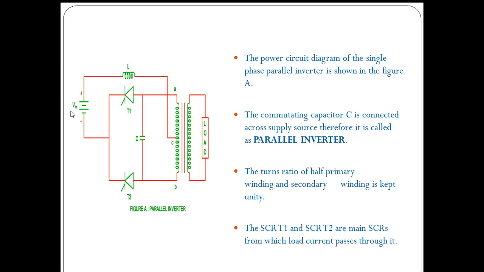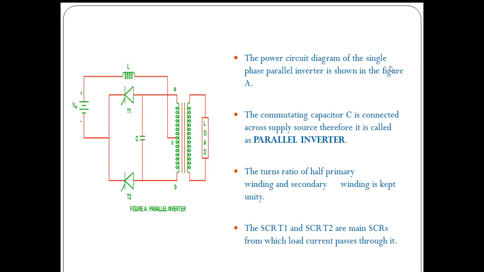And we have an inductor and this DC source. The function of this DC source is to supply the DC energy, and the function of this inductor is to make the source current constant. So this current will be maintained constant because of the inductor.